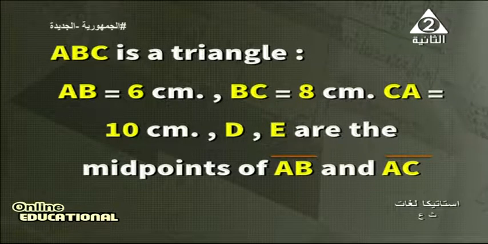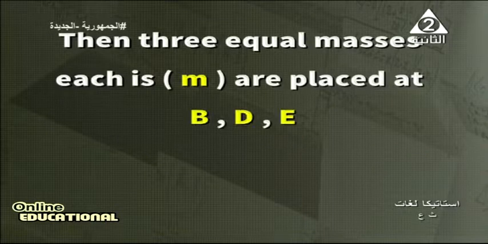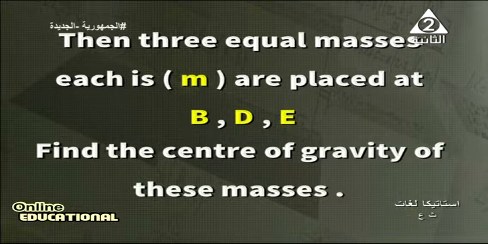D and E are two midpoints of AB and AC. Then three equal masses, each is M, are placed at B, D, and E. Find the center of gravity of this mass. My dear student, what is the required center of gravity?